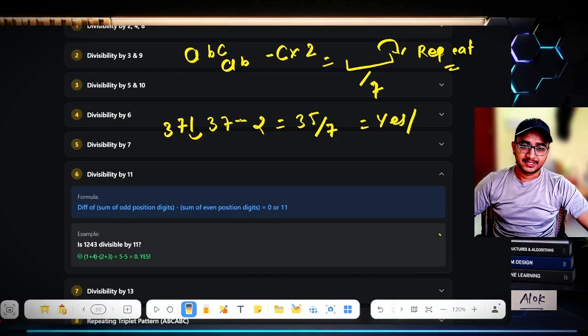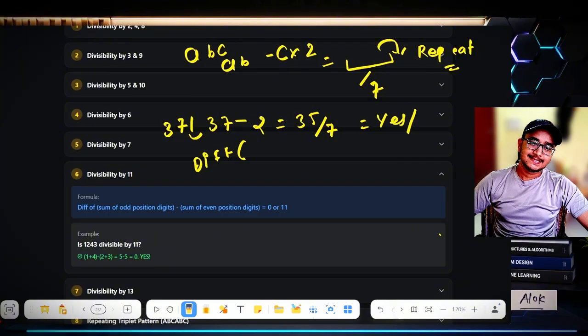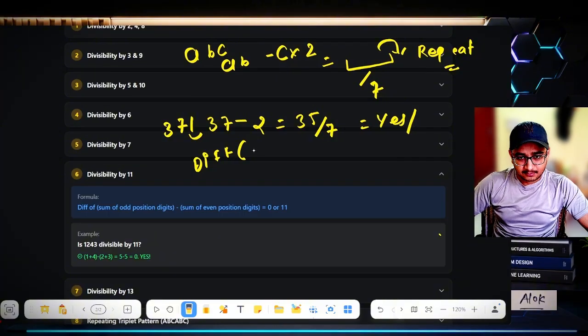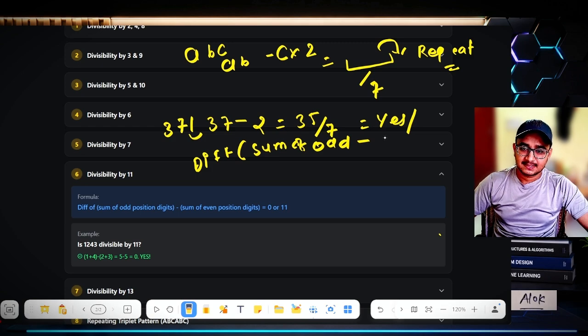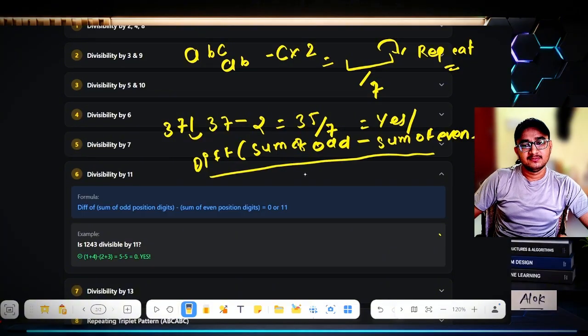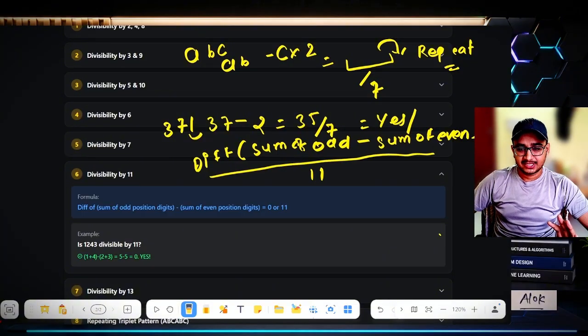What do you have to keep in mind? The difference of the sum of odd position digits minus the sum of even position digits. The sum of odd position digits minus the sum of even position digits should be divisible by what, guys? 11. Okay, let's take an example.